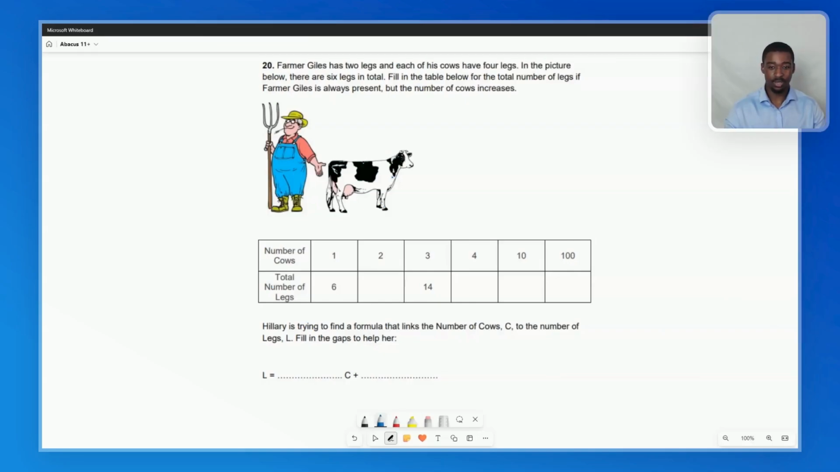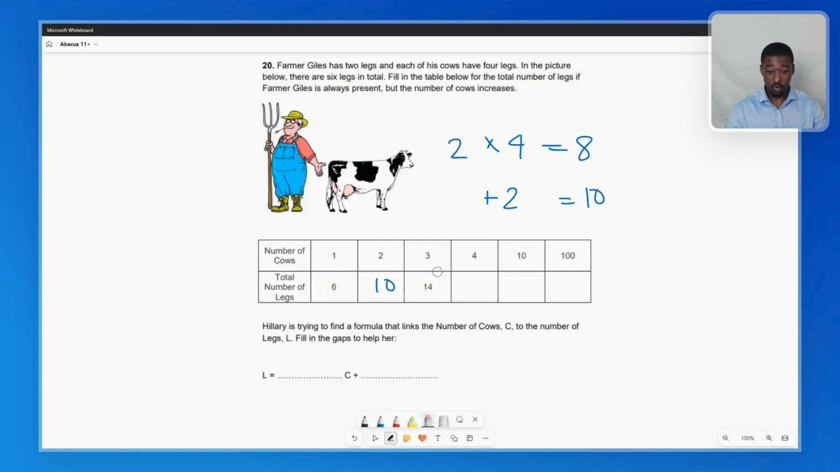So now for question 20, we have a nice little scenario about Farmer Giles and his cows and counting the total number of legs. We're already told that if there's only 1 cow, there will be 6 legs in total, 4 from the cow and 2 from Farmer Giles. But how does that increase when we have 2 cows, 4 cows, 10 cows, 100 cows? Let's fill in this table. So 2 cows, well, it's going to be 2 times the 4 legs, which is 8. Add the 2, which is 10.